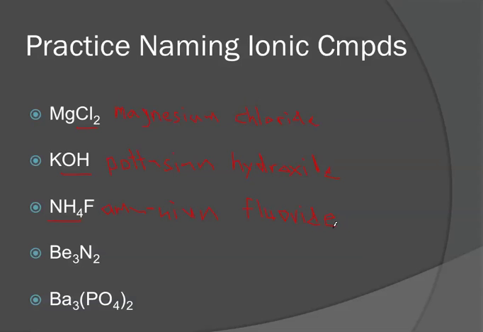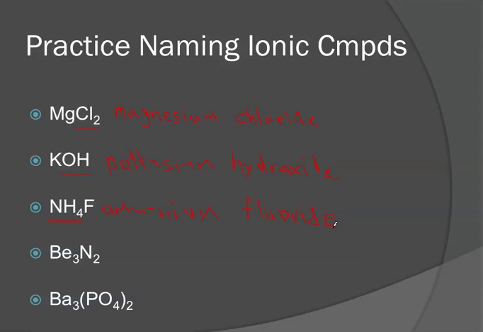Look at our next example. Be is a metal, and it's beryllium. And N is a nonmetal, it's nitrogen. So the name of that compound is beryllium nitride, because we changed the ending of the nitrogen to IDE.